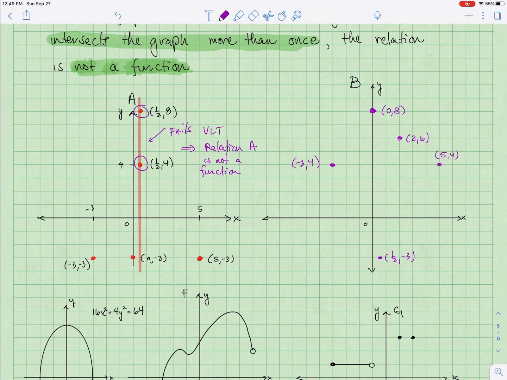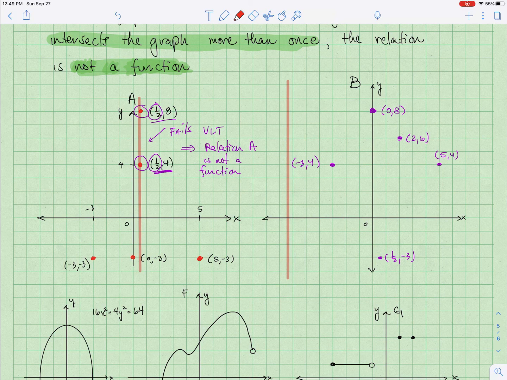But what you can see is these ordered pairs, 1/2, comma 8 and 1/2, comma 4, have that common x value with different y values. Okay, let's keep going. Let's draw another vertical line here.